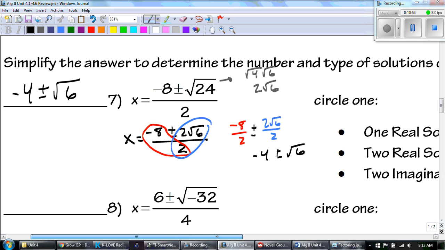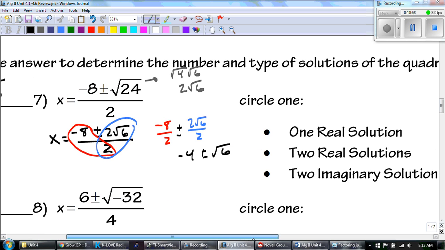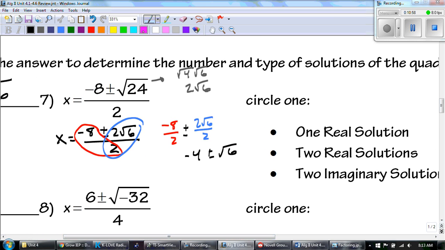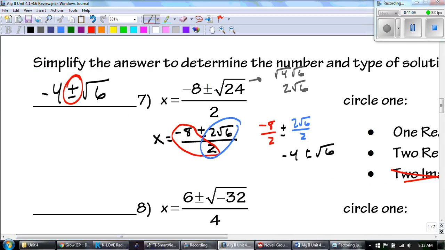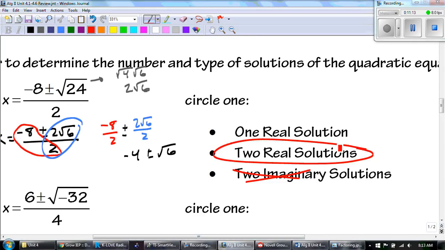Now, how many solutions is that? Well, it's definitely not imaginary, so I can cross that out. Now, is there one answer or two? Well, remember, it's plus or minus, so that means that there are 2 possible solutions there.